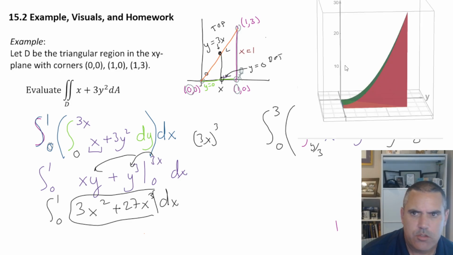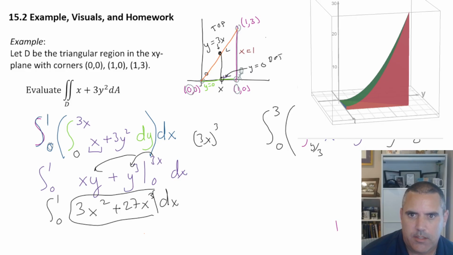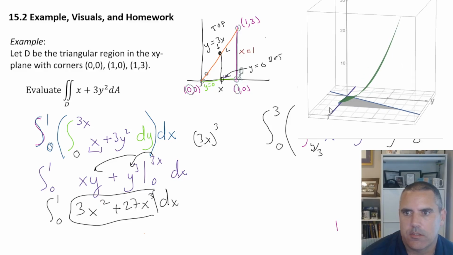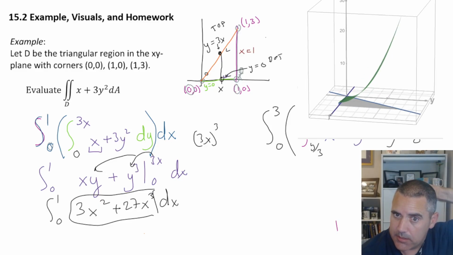And what did I choose? I chose to do it with x fixed. So let me show you that cross-sectional area. In terms of x, let me get rid of these so we can see it more easily. So let's look at the cross sections in terms of x.